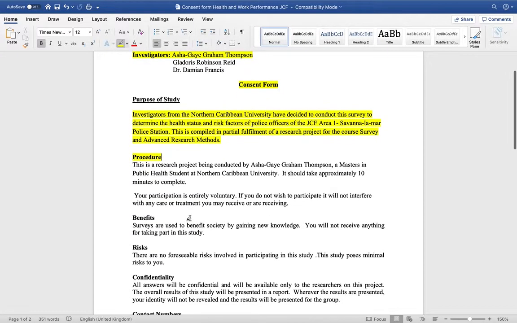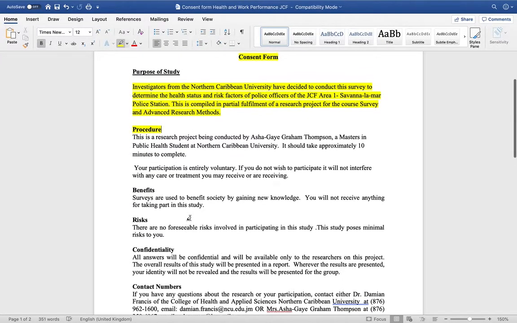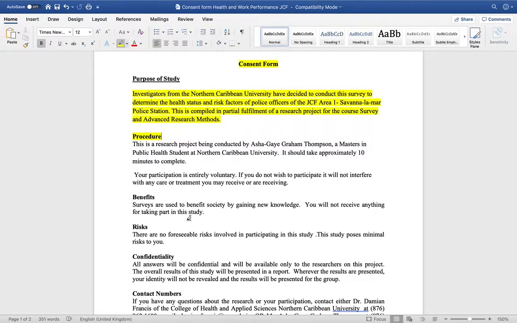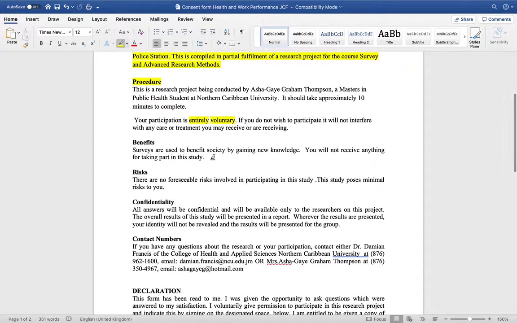And as you can see, the investigators have gone ahead and described what they're going to do. It's going to be a questionnaire and it's going to be conducted in approximately 10 minutes. They've gone ahead and stated that participation is entirely voluntary and the person can decide, if they so choose, to withdraw at any time. They do identify some benefits, that it does contribute to society by gaining new information. And then they go into describing what the risks are.